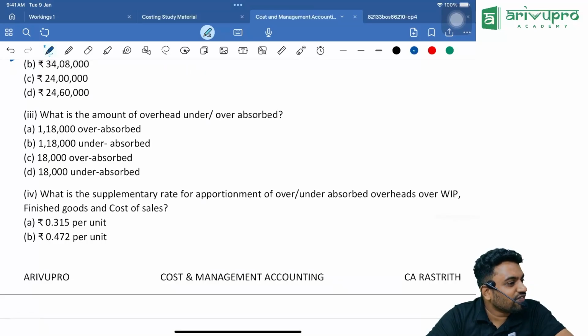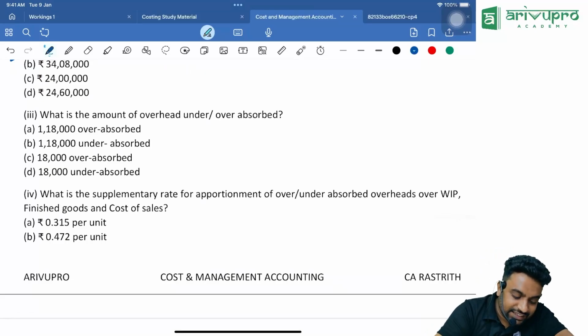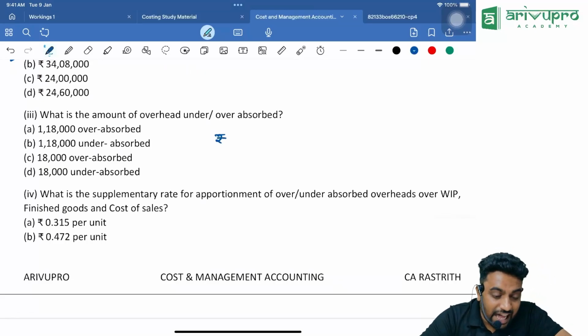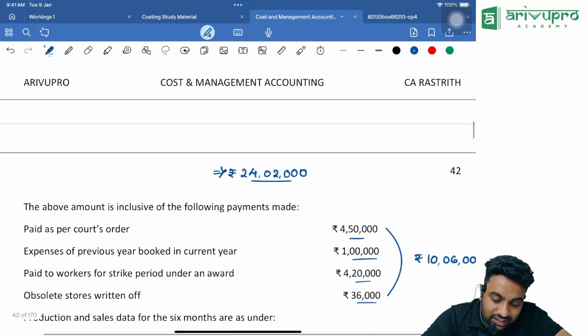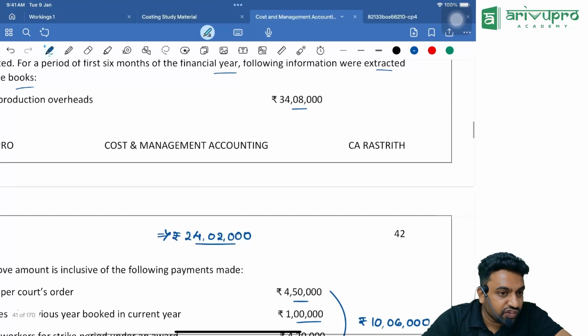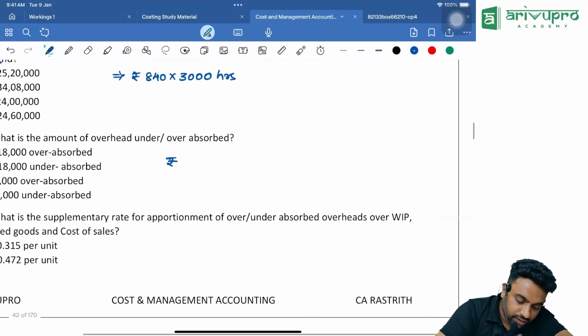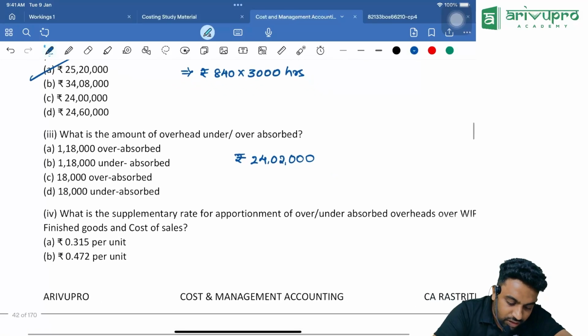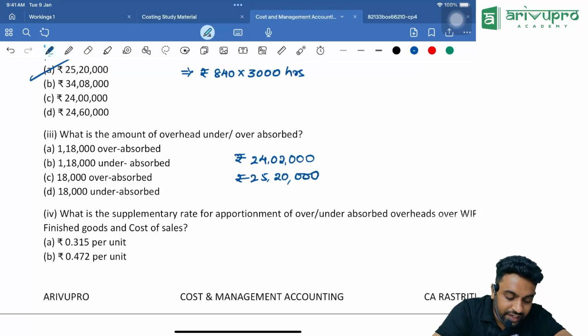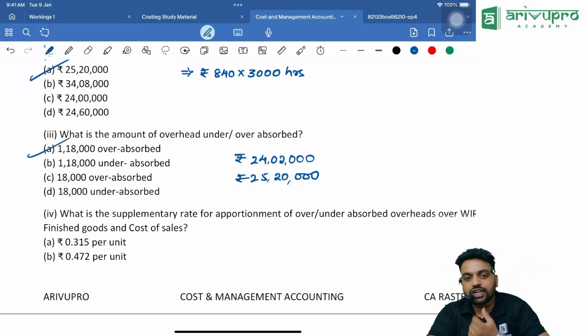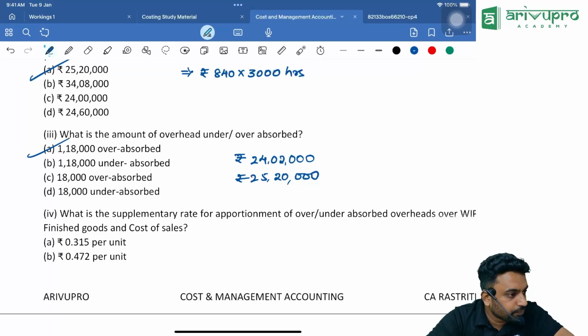What is the amount of under recovery or over recovery? Guys, the actual overhead we already calculated here. That is not your 34 lakh 8,000, it is 24 lakh 2,000. 24 lakh 2,000 is actual. Absorbed is 25 lakh 20,000. Awesome. You are over recovering. You are over recovering 1 lakh. You are not under recovering. You are over recovering. You are recovering more.